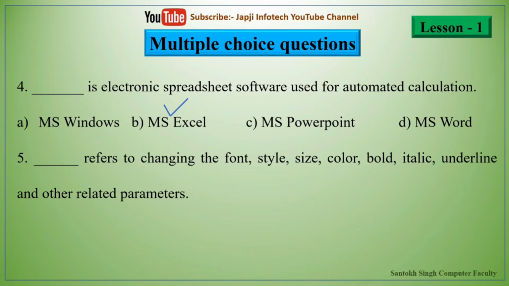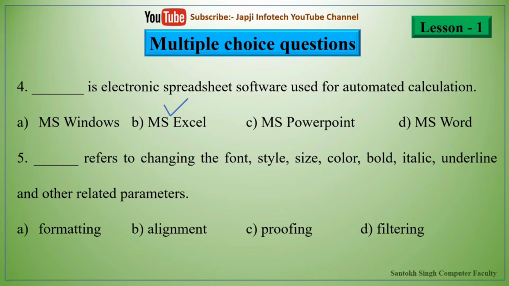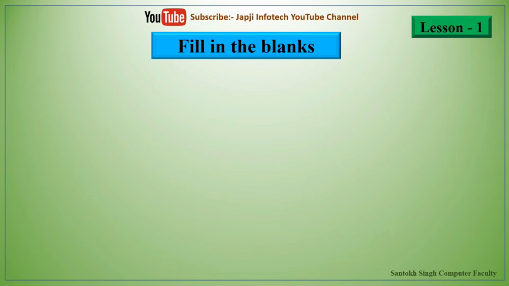And the fifth one is dash refers to changing the font, style, size, color, bold, italic, underline and other related parameters. And the options are formatting, alignment, proofing, filtering. So the right answer is formatting refers to changing the font, style, size, color, bold, italic, underline and other related parameters. So now we will learn about fill in the blanks.